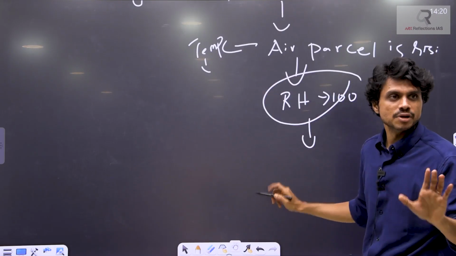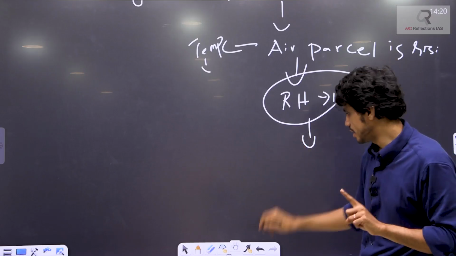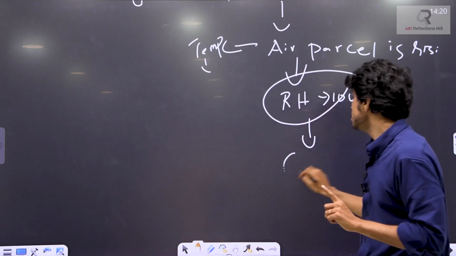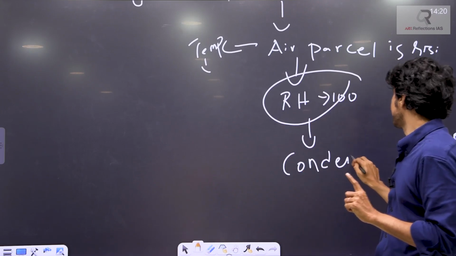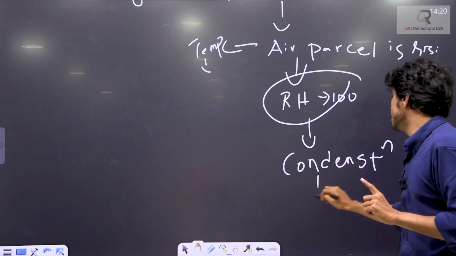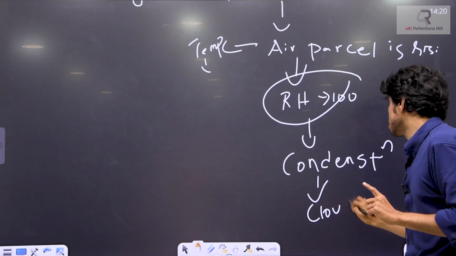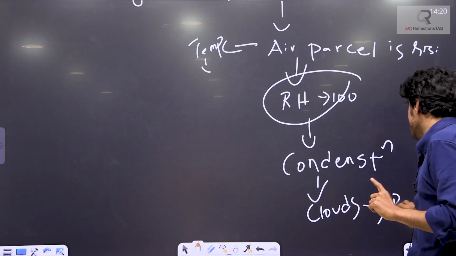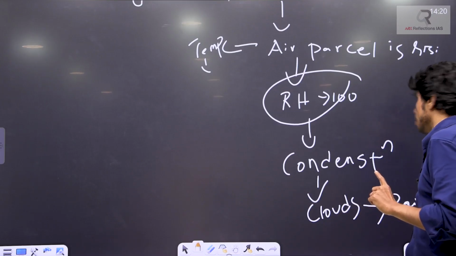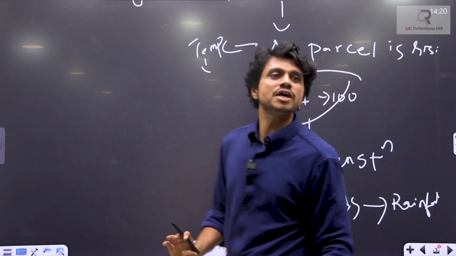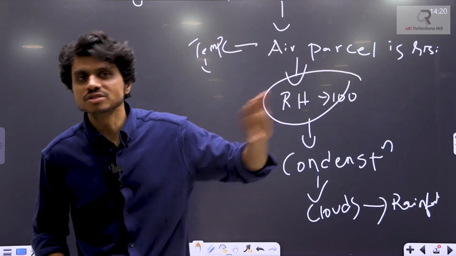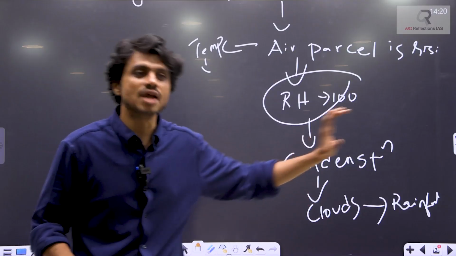First, condensation will happen. Whenever the relative humidity reaches 100%, it results in condensation. Then it leads to the formation of clouds, and then it will result in rainfall. But remember, not every time the air parcel is rising will you get all these scenarios. We are giving one scenario.